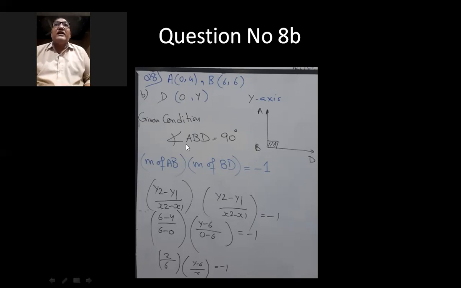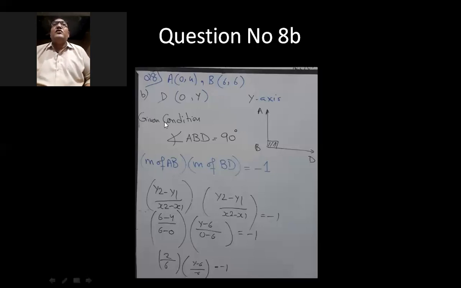And we know the given condition is the angle ABD is equals to 90. I'm here trying to show you so that you can understand that ABD is angle 90. It means that the line AB and the line BD, they are perpendicular to each other. If both these lines are perpendicular to each other, then the product of the gradient of the AB and the gradient of the BD will be equals to -1.